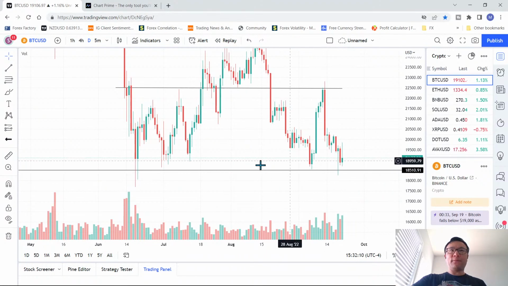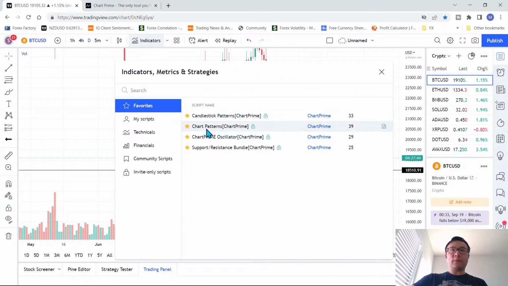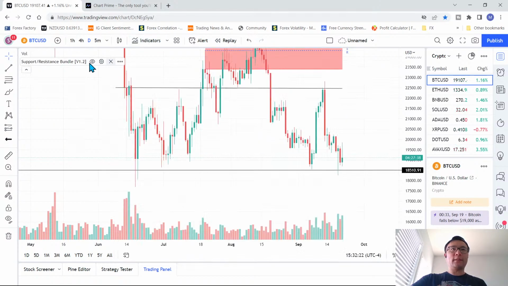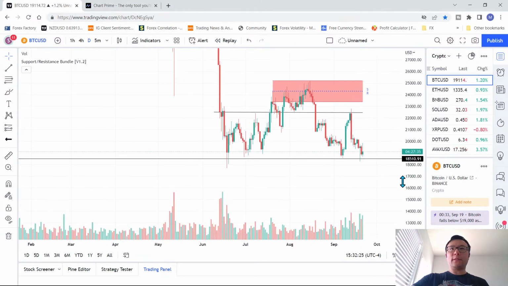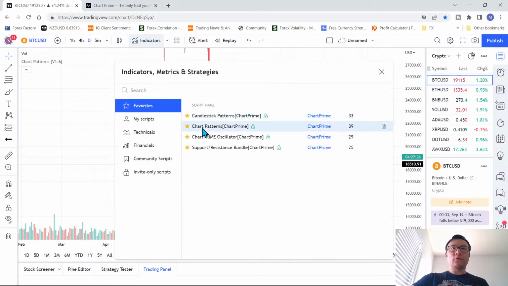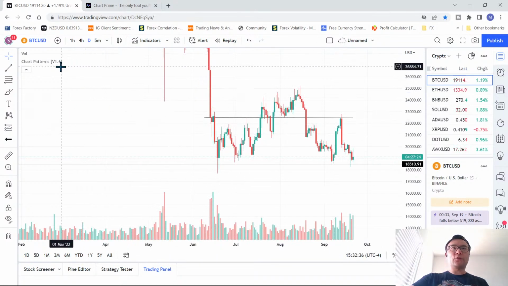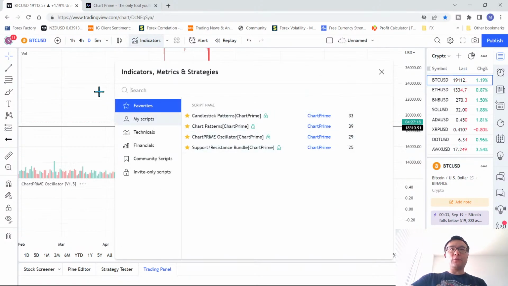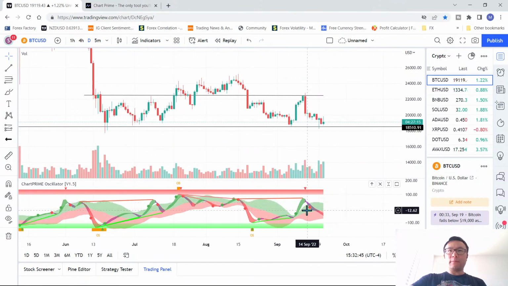So this level, 18,500, is quite strong. Now you can use some of the Chart Prime tools. They have support level resistance as well to see if it's holding. And you can see here, this is the support level that they were referring to. Okay, so you can try chart pattern. Okay, doesn't show. Sometimes I use these just to see if I'm missing something. If we use the Chart Prime oscillator, you can see here this was a trigger for it to go lower on this red dot right here.